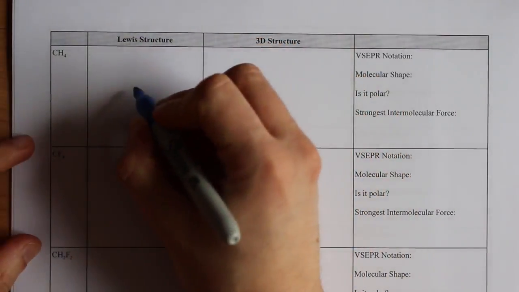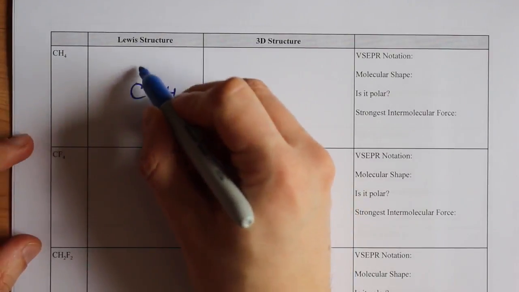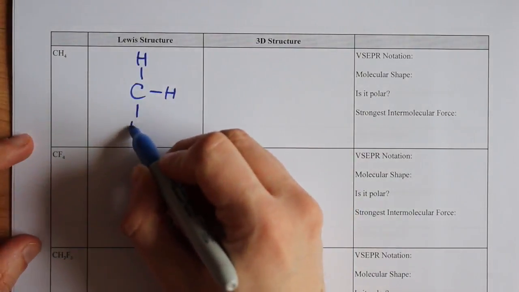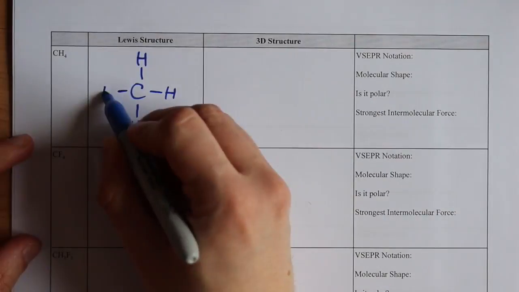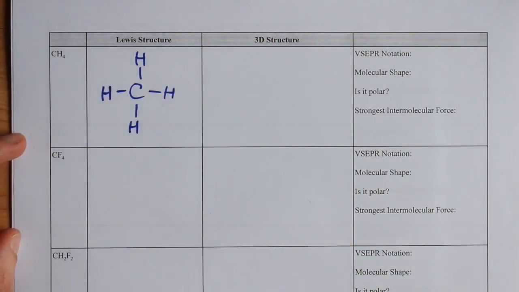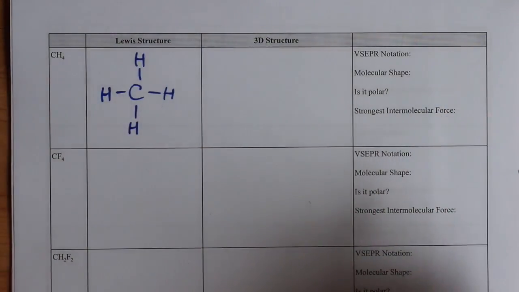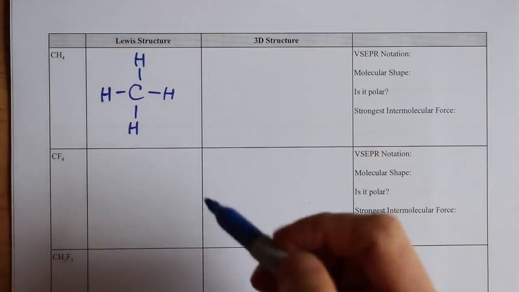CH4. Carbon brings 4 electrons and each hydrogen brings 1. That's 8 total. So I draw my central atom carbon, I draw my outer atoms, and I put a bonding pair of electrons between each set of atoms. That's 8 electrons. I'm done. The Lewis structure is this.